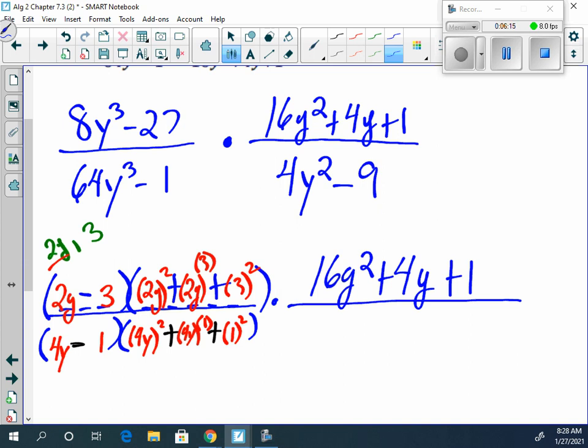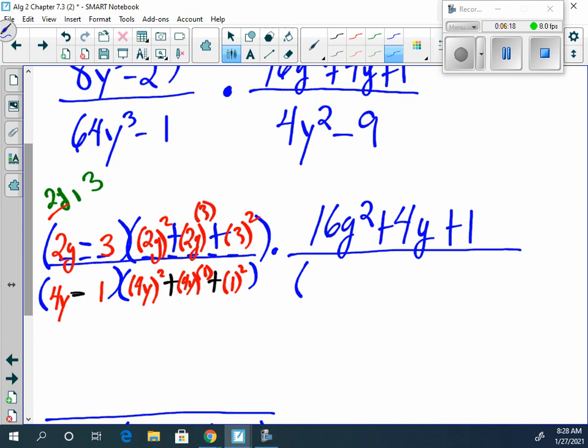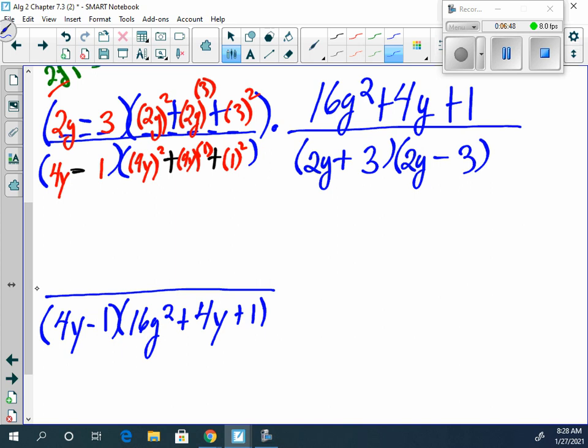4y squared minus 9. This one, we know for a fact that it is going to be factorable. Why is that? It's a difference of perfect squares. 4y squared is a perfect square, and 9 is a perfect square. So we will have opposite signs. What goes in the first one? And the other would be? Yep. Because that's the nice thing about difference of perfect squares.